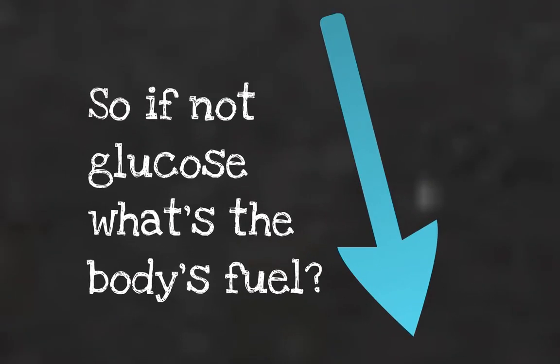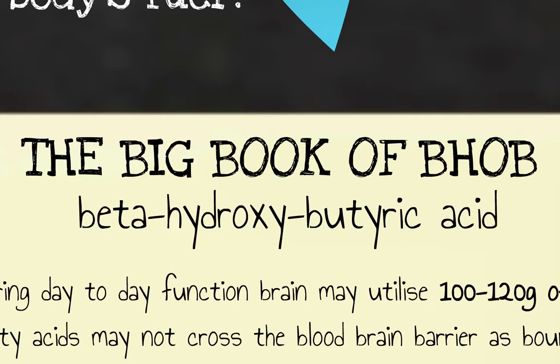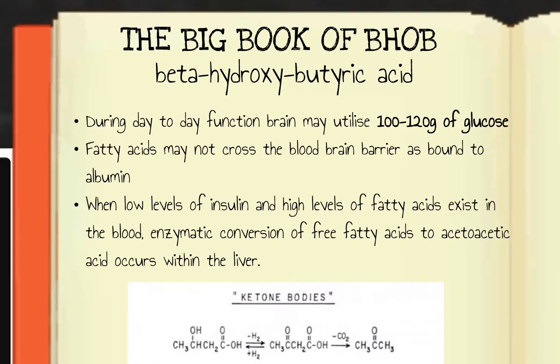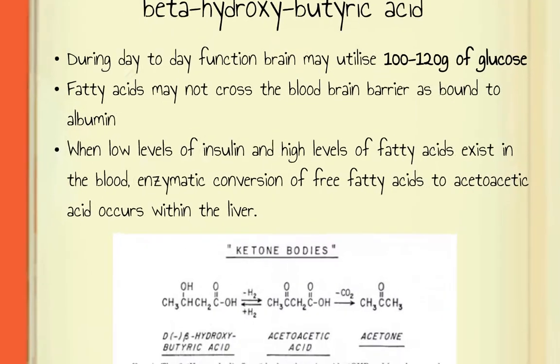So if not glucose, then what's the body's fuel? You have beta-hydroxybutyric acid. During day-to-day function, your brain may preferentially utilise around 100 to 120 grams of glucose, and fatty acids may not cross the blood-brain barrier as they're bound to albumin, as you saw in my diagram of the white adipose tissue. But when insulin levels are low and there are high levels of fatty acids in the blood, there's a conversion of free fatty acids to acetoacetic acid occurring within the liver.